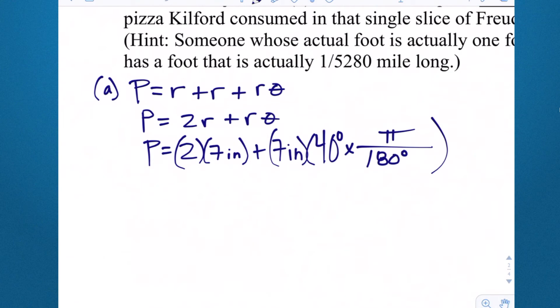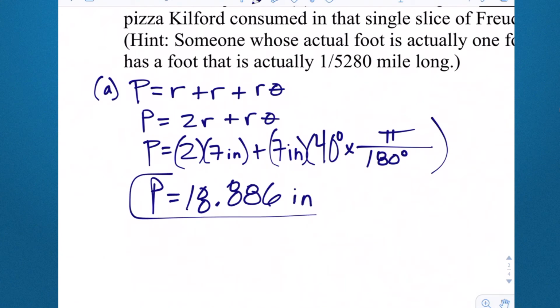That's 14 plus 7 times 40 times pi. Use the pi button, and then divided by 180. And we report how many decimals? 3. So I got 18.886 inches. So that's the perimeter of the slice of pizza.